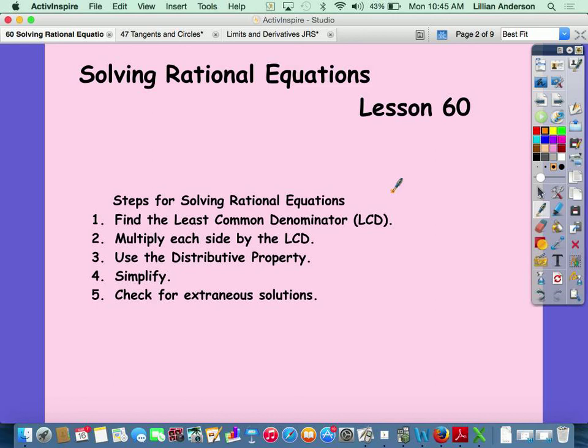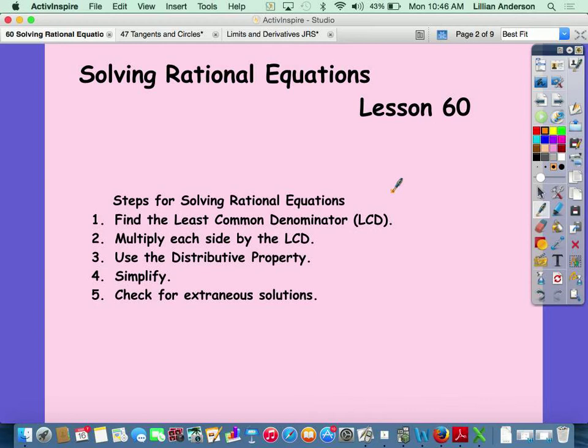All rational equations have steps, just like how adding and subtracting had steps. And here they are, they're listed. The first thing you want to do is find the least common denominator. That's what we did for the problem of the day. That was your practice. Once you figure out what your least common denominator is, you need to multiply each side by the least common denominator. Use the distributive property, simplify, also in that step you can say solve, and then always check for extraneous solutions.